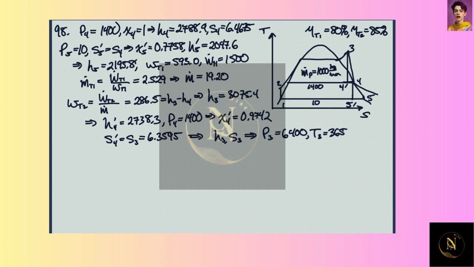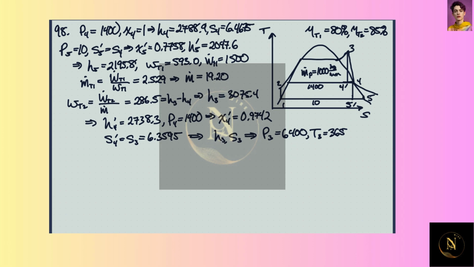Now, we know the power out of the high pressure turbine was 5.5 megawatts, or 5,500 kilowatts, divided by the mass flow rate through there. So we can get the specific work done by the high pressure turbine, which is the difference in enthalpy from the inlet to the exit. So that's this, and we know H4 already, so we can get H3.